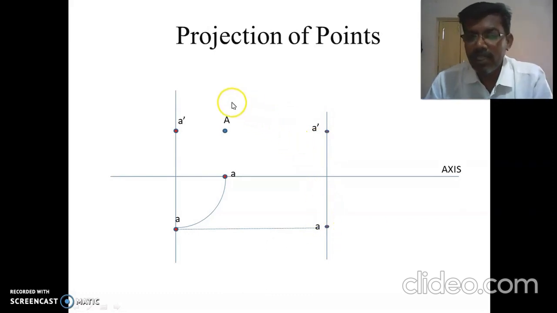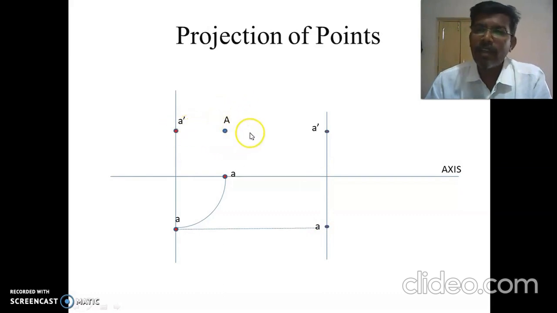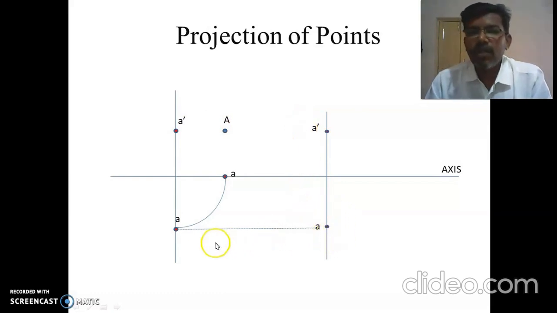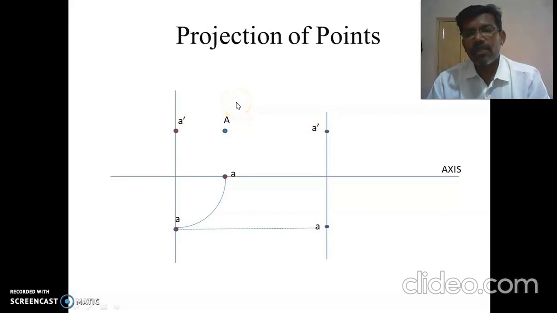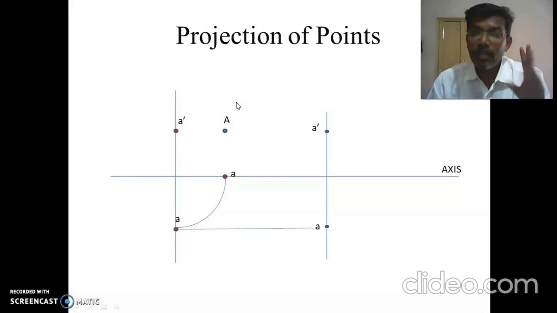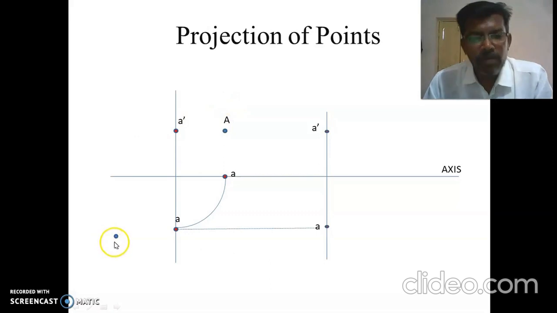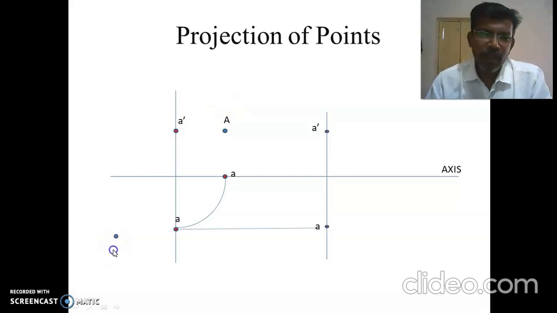So when a point is placed in the first quadrant, you can easily identify that the front view appears above the axis and the top view appears below the axis. This is the explanation for point A, which is placed in the first quadrant. Next, let us go for another point placed in the third quadrant. I'm taking point B here, and I'll name it as B.